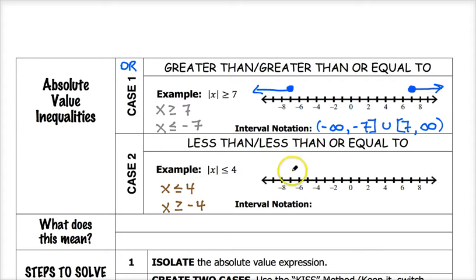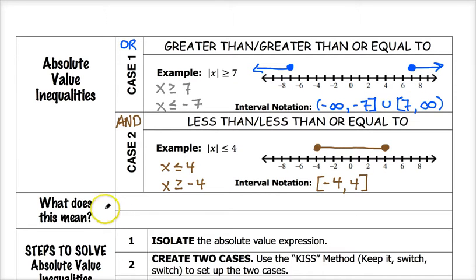So the graph of that would look like this. We would have a solid dot on -4, shading everything to the right, also a solid dot on +4, shading everything to the left. And so this would be all the values in the middle between those 2 points there. The interval notation would be all values from -4 to 4. So this is an example of an AND compound inequality. So less than or equal to inequality symbols in an absolute value inequality produce AND graphs.